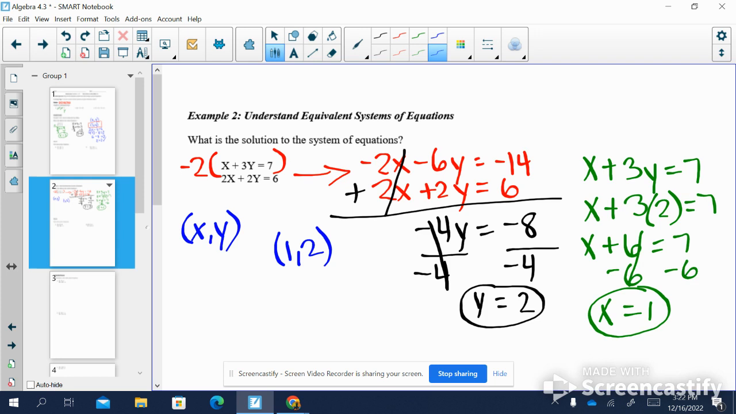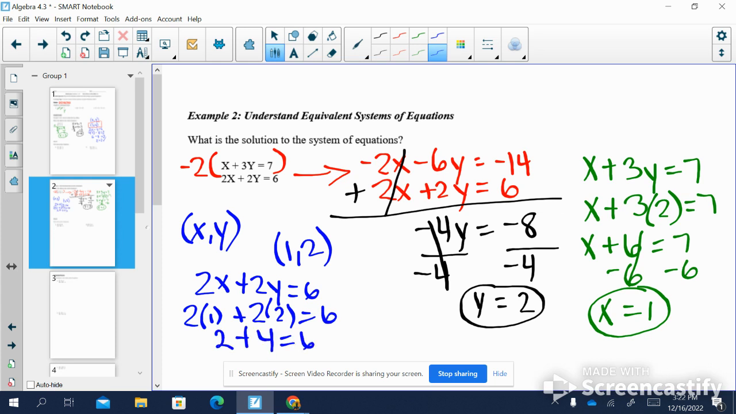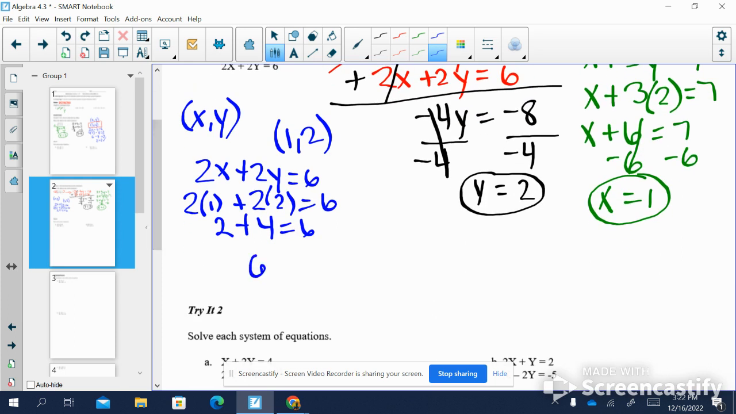So now I'm going to check it in my second equation. 2x plus 2y equals 6. Well, 2 times 1 plus 2 times 2. Let's see if it equals 6. 2 plus 4 equals 6. Sure does. 6 equals 6.